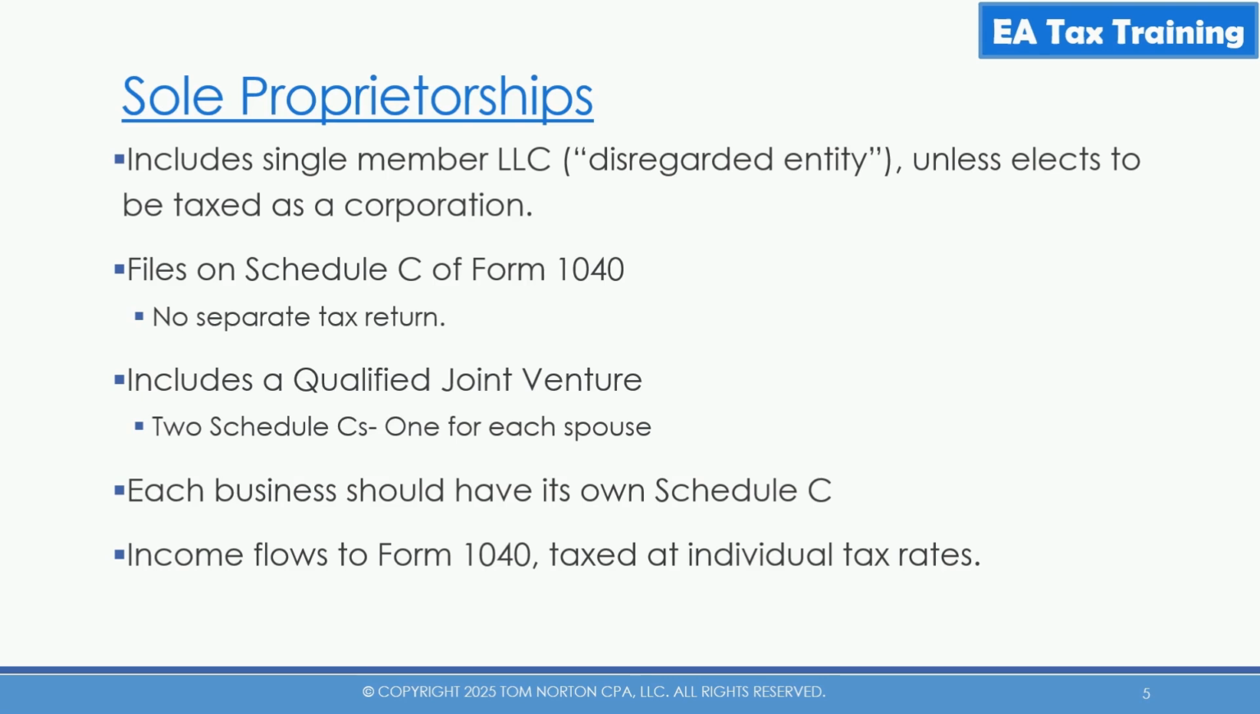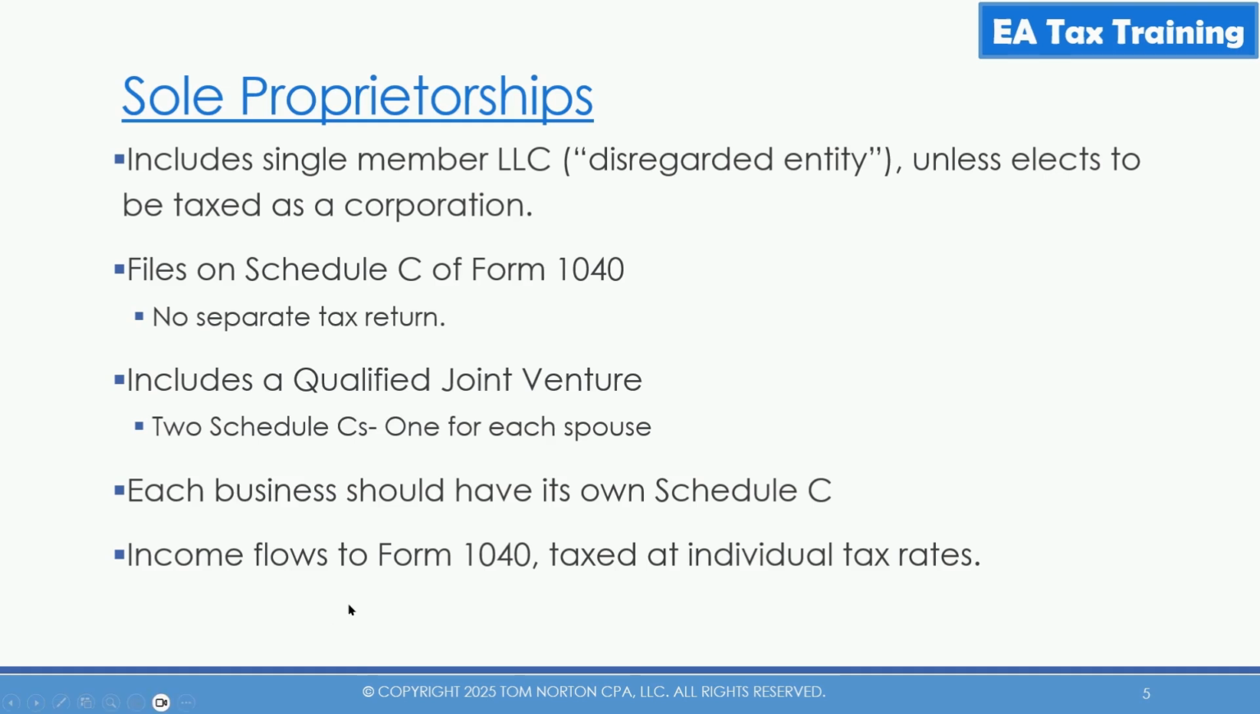If they do that, then they file 2 Schedule Cs, one for each of them. They each report their share of the income and expenses on their own Schedule C, and then they also file separate Schedule SEs to report self-employment tax.